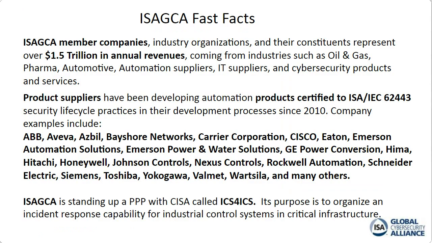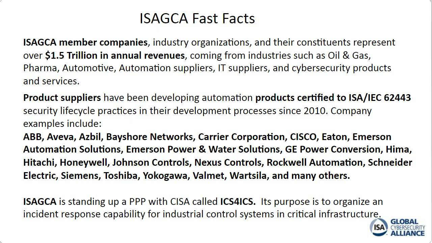So a little bit more about ISAGCA. If you look at the member companies and some of the consortiums that are also included, it represents about 1.5 trillion in annual revenue. So these organizations you see, they're name brand companies and cover a lot of different industries, from automation suppliers, IT suppliers, industry participants.